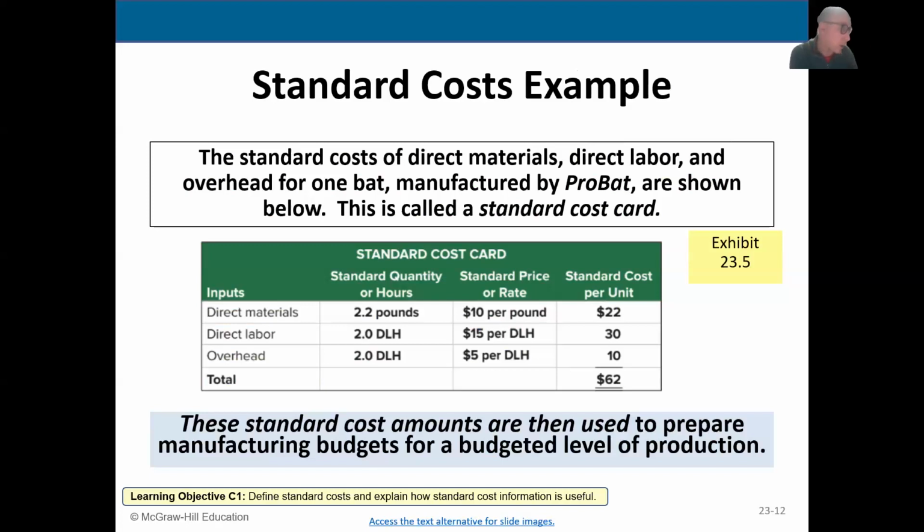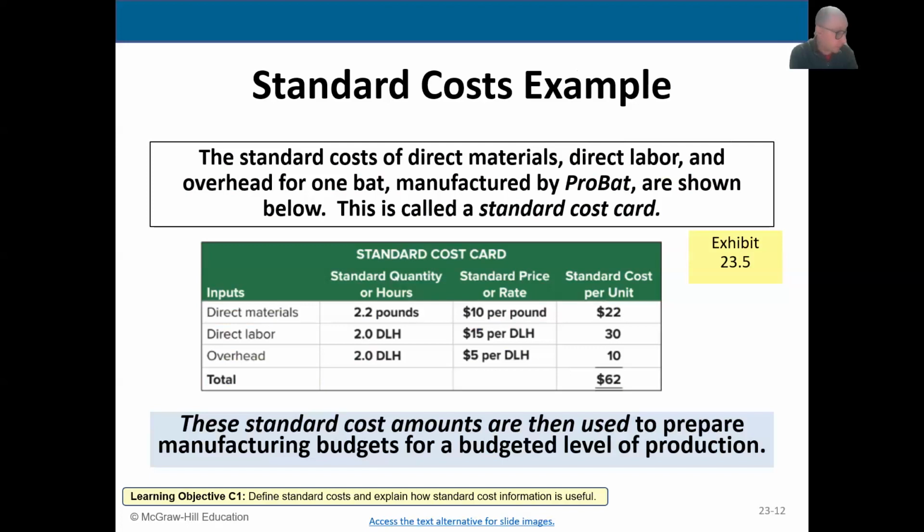So here we have a company that produces baseball bats. And these are our standard costs. It takes 2.2 pounds of wood to produce one baseball bat on average. Okay, on average. Sometimes a little more, sometimes a little less. But our average, or our standard, is 2.2 pounds of wood for one baseball bat. We buy our wood for $10 per pound. Okay, 2.2 pounds times the $10 gives me a standard direct materials cost of $22, to purchase the wood.